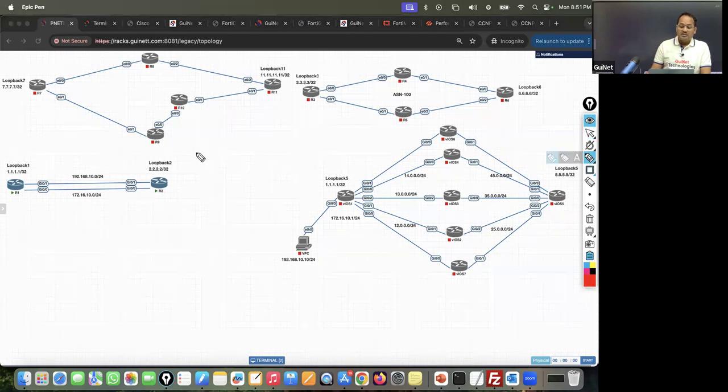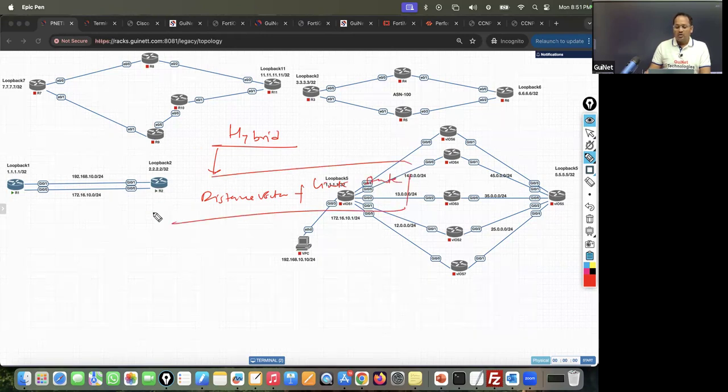What is that? It's basically known as the hybrid protocol. Why hybrid? Basically, why is it going to be hybrid? Because they have the property of the distance vector plus they use the property of the link state protocol. OSPF is going to be purely link state.